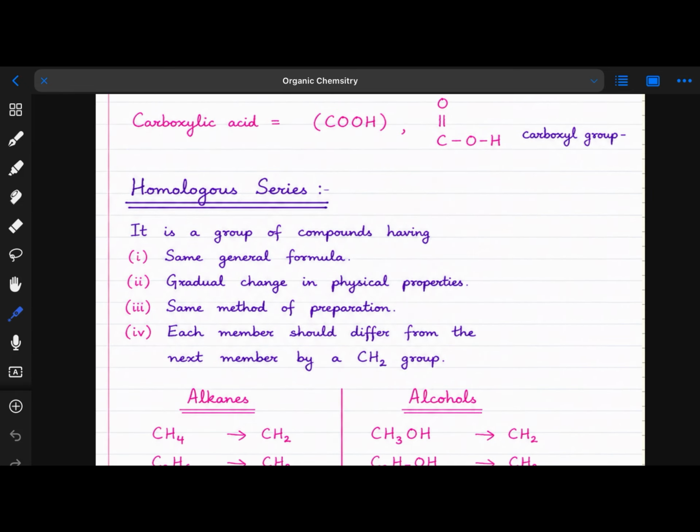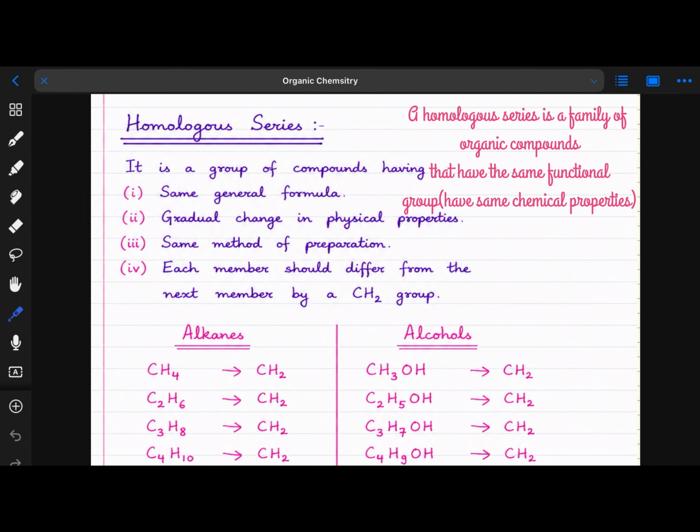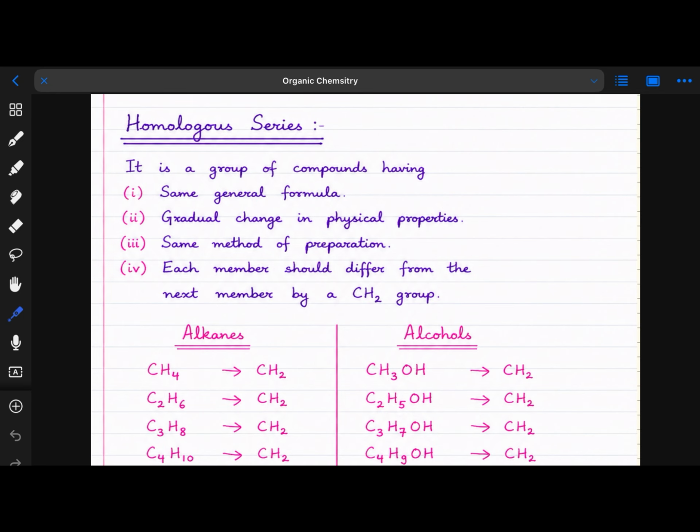Now let's move on to the homologous series. A homologous series is a family of organic compounds that have the same functional group. And because they have the same functional group, they have similar chemical properties. Now, it is a group of compounds having the same general formula. This means that the same general formula can be used to represent every member of the homologous series.